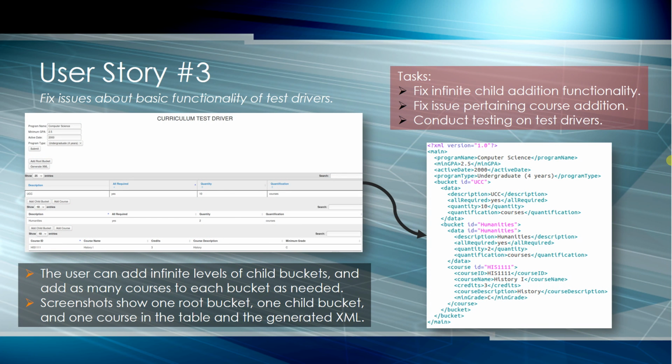This is user story number 3. Fix issues about basic functionality of test drivers. For this one, basically I enabled the addition of infinite levels of child buckets. A bucket is a course category, like for example core courses, university core curriculum, prerequisites, and then a child bucket would be a subcategory of that bucket. For example, for the university core curriculum, a child bucket would be humanities, natural sciences, and so forth.